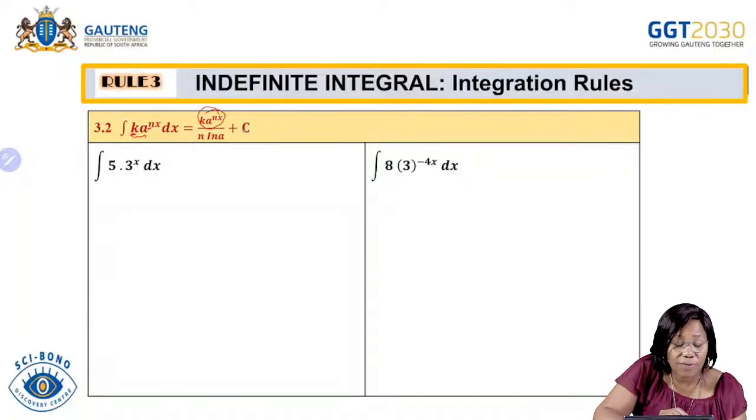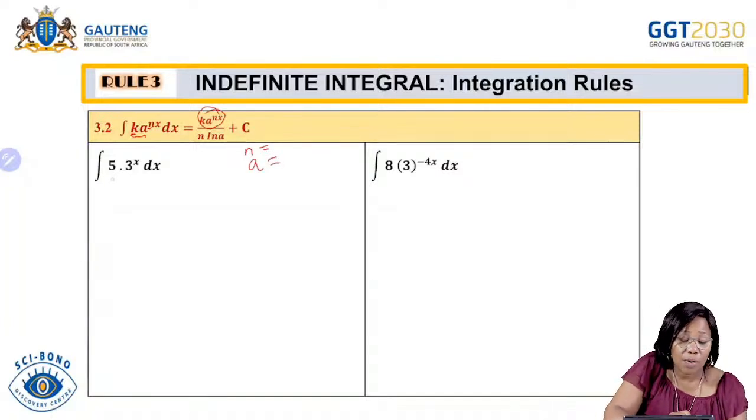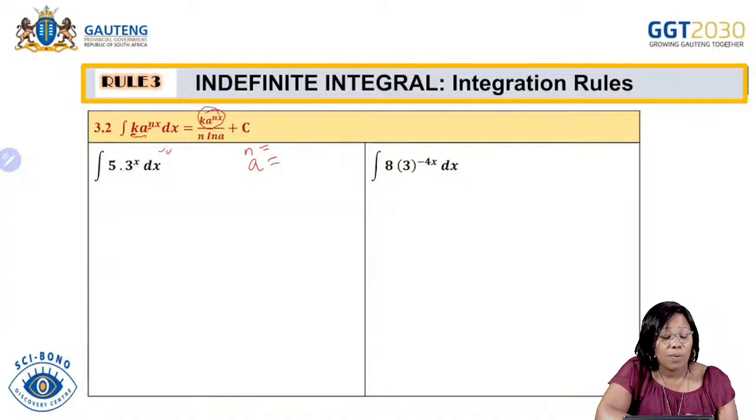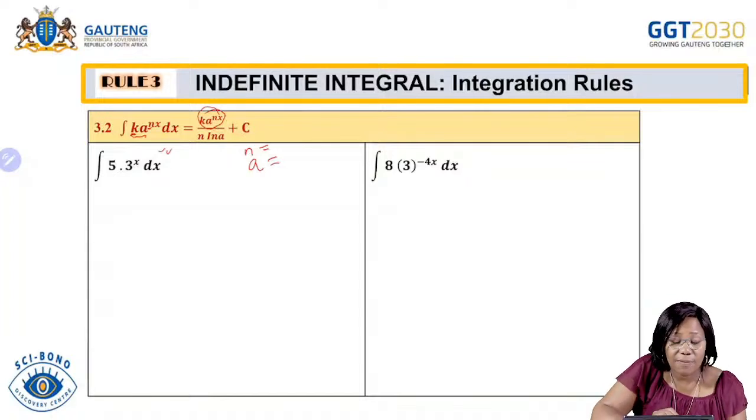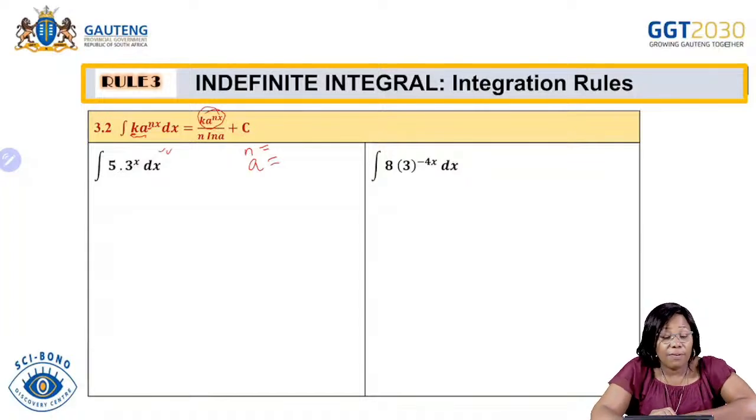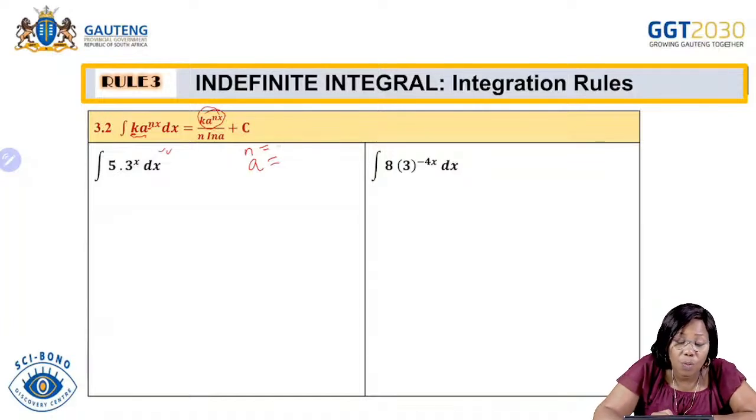Let's see, grade 12. As you can see, you need the value of n and the value of a in order to have the correct answer. Now we are going to look at the expression given to us, number 1. We are integrating 5 times 3 to the power x with respect to x. What is the value of n here? The n value is equal to 1, and the a value is equal to 3, grade 12.